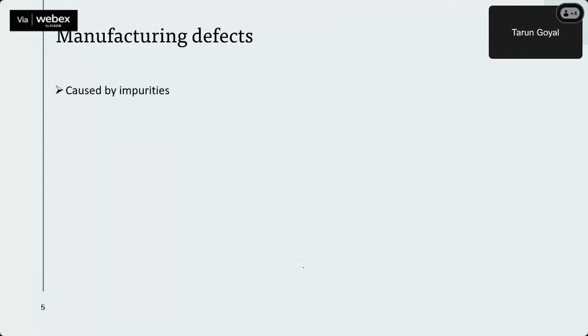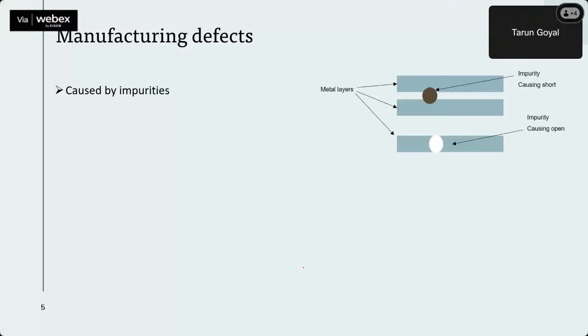So this comes once we start manufacturing: defects. Why does this happen? Suppose there are metal layers, M1, M2, M3, M4, up to M10, M11, right? These multiple metal layers may have an impurity which may cause a kind of conductance between the two layers, and that creates a short circuit.